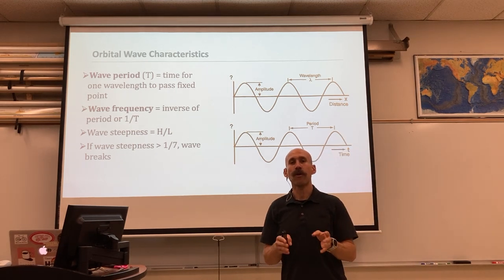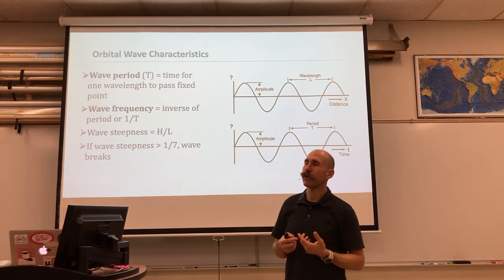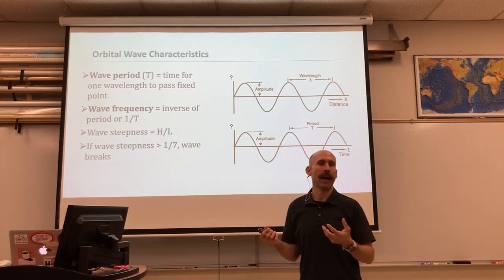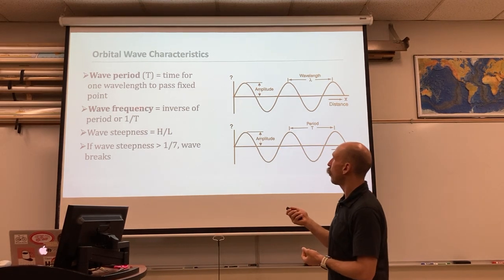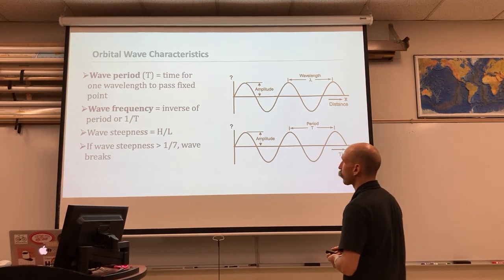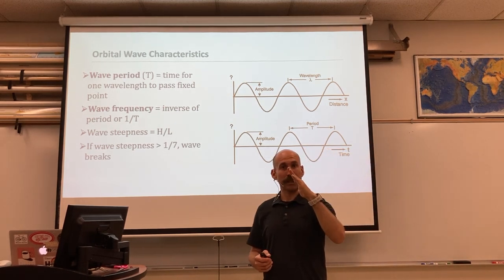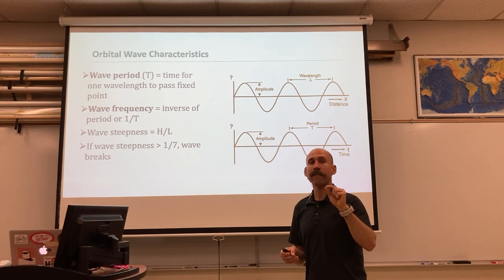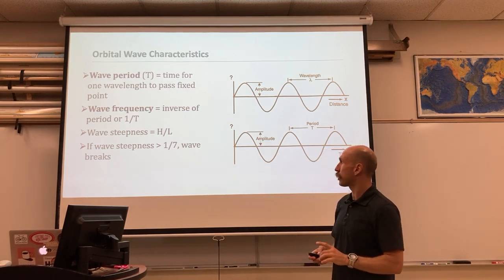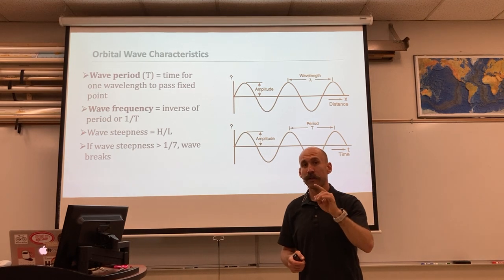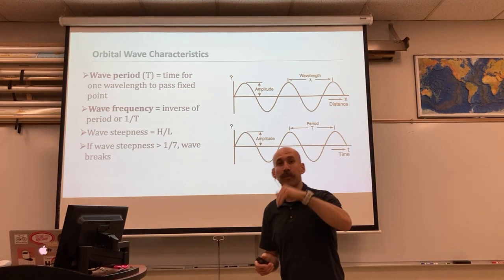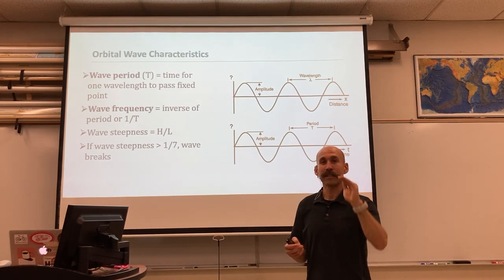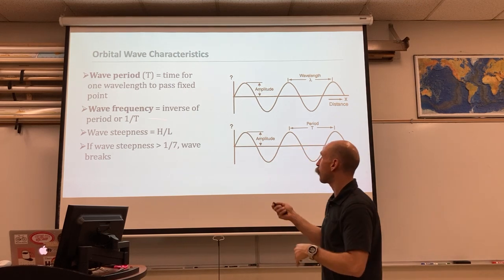Frequency is going to be 1 over the period. So when we're thinking about frequency, we could think how many waves per minute, how many waves per hour, and so it's going to be 1 over the period, or the inverse. Waves have a steepness to them, and that steepness is wave height over wavelength. This is important because if the wave steepness is greater than 1 over 7, then the wave breaks and crashes. But if it's less than 1 over 7, then it stays in that wave form and you don't have any wave breaking.